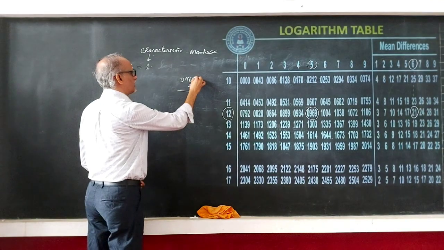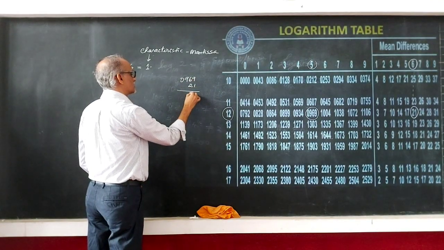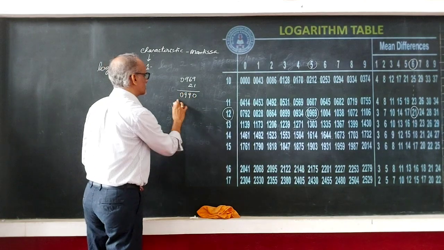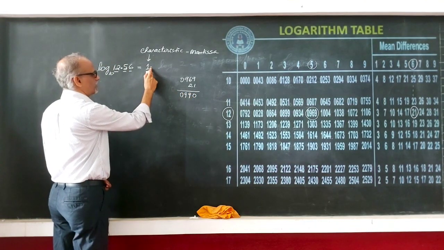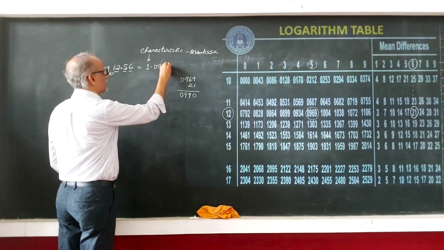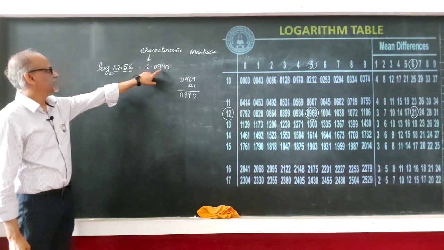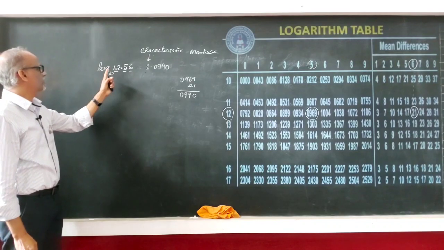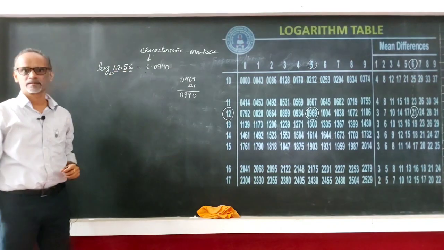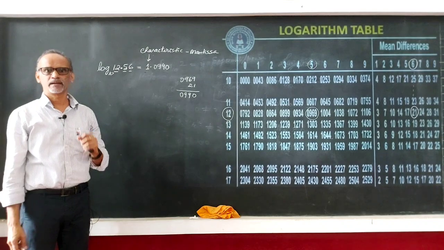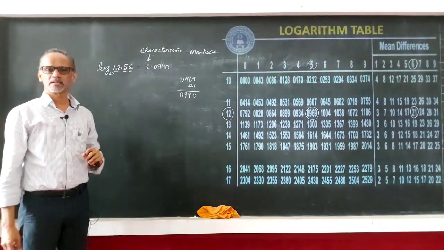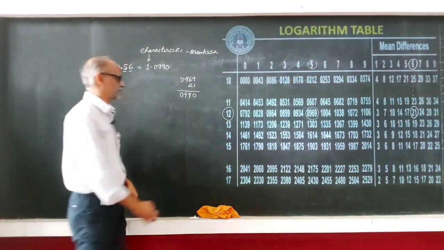So on adding, here I'm going to get 0990. So this is that fraction, and write that here, 0.0990. So 1.0990 is the logarithm of 12.56 to the base 10. I hope you have understood. I'll give you more examples to make things clear.